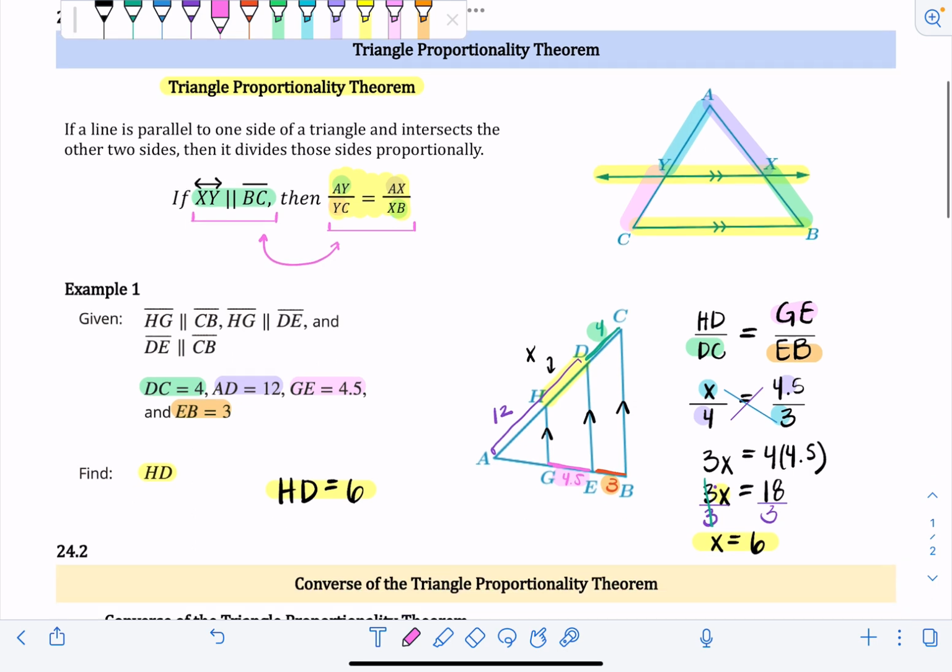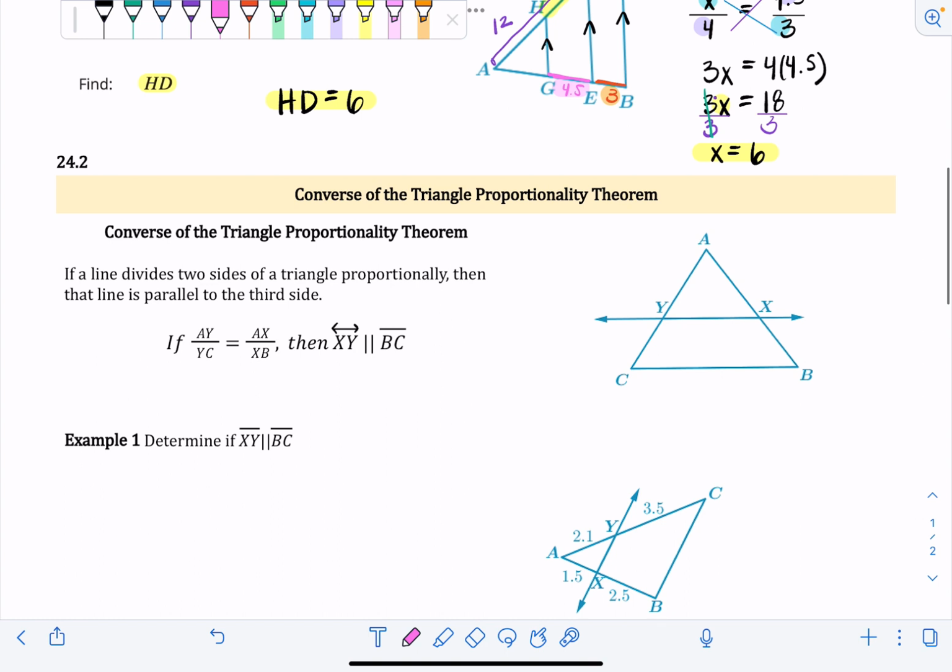So if we go down to 24.2, converse of the triangle proportionality theorem: if a line divides two sides of a triangle proportionally, then that line is parallel to the third side. So like I said, we just switched. This is basically saying if those segments are cut proportionally, then the lines must be parallel, or XY must be parallel to BC.